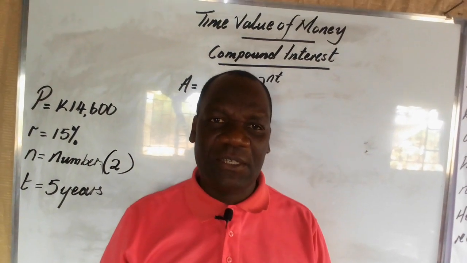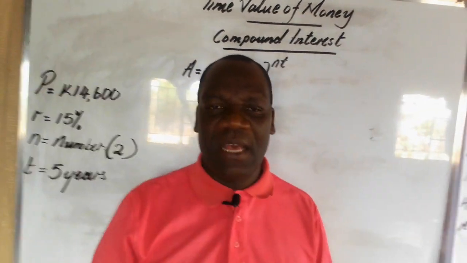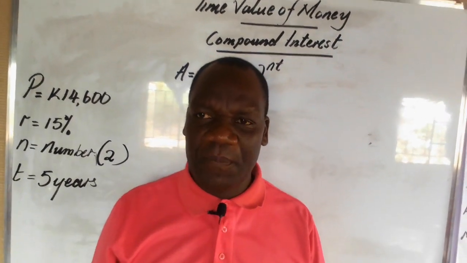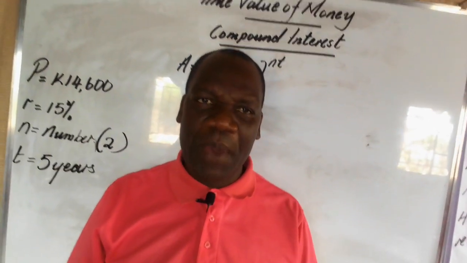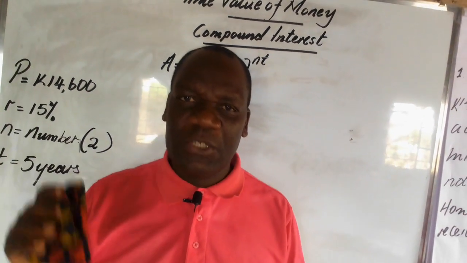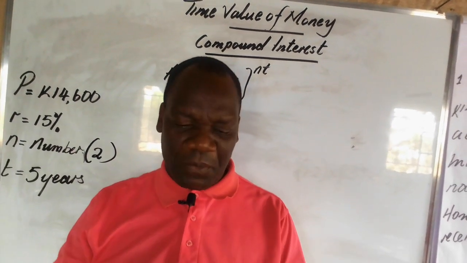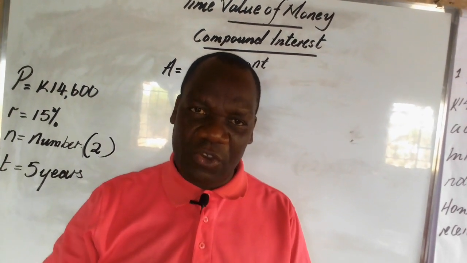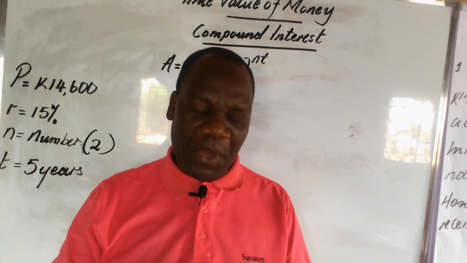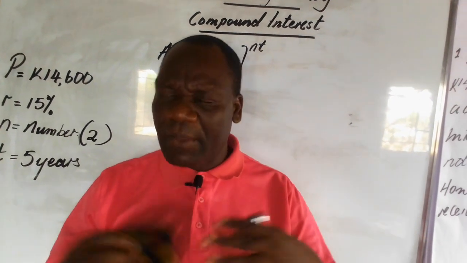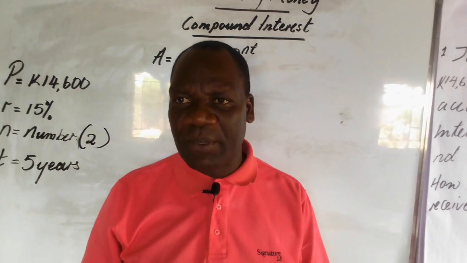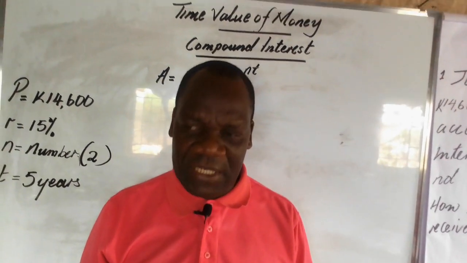Again, we are looking at compound interest. This is under time value of money. So we want to look at a situation where interest is compounded more than 2 times. It could be compounded twice in a year. It could be compounded quarterly. It could be compounded monthly. How are you going to solve? How do you go about it when you are given such a situation?